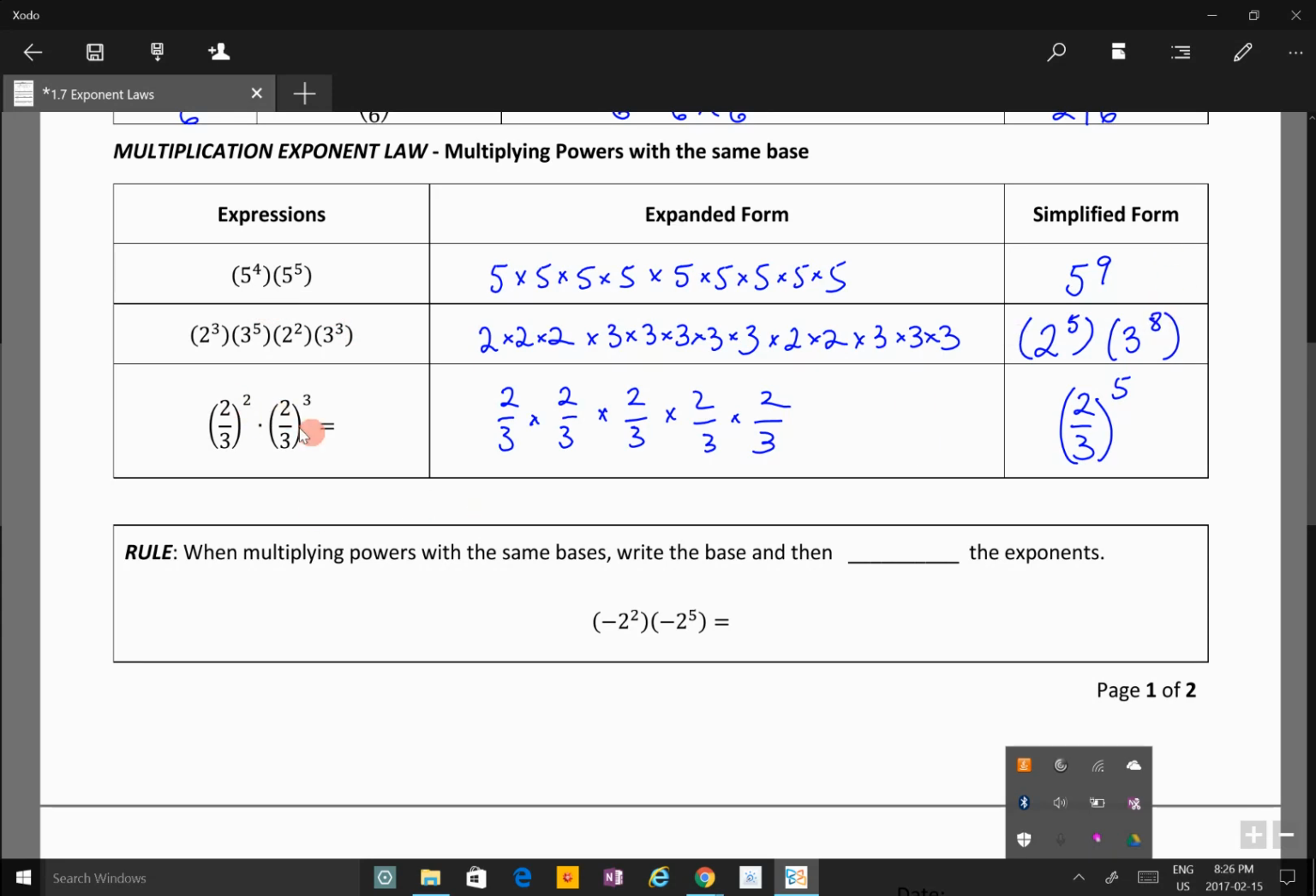And then the fractions down here, I have 2 and 3 as my exponents. When I add 2 and 3 together, I get 5. So it turns out the rule is when I multiply powers with the same bases, write the base and then add the exponents. So for this one, my base is here, so I have here negative 2. And all I have to do is add the exponents. 2 plus 5 makes 7.